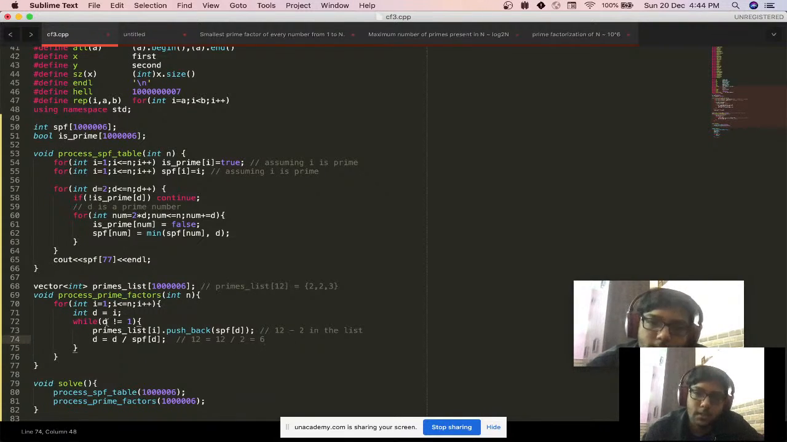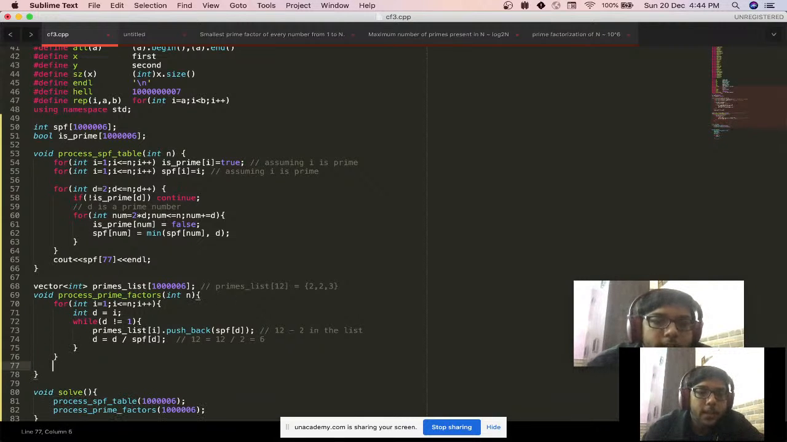What will happen next? 3 is still not equal to 1. We push the smallest prime factor of 3. The smallest prime factor of 3 is 3 only. We add it to the list and we reduce it to 1. 3 divided by 3 is 1. And then we break out of the loop because we have a while loop.